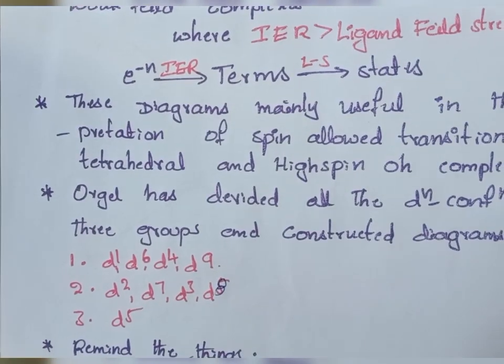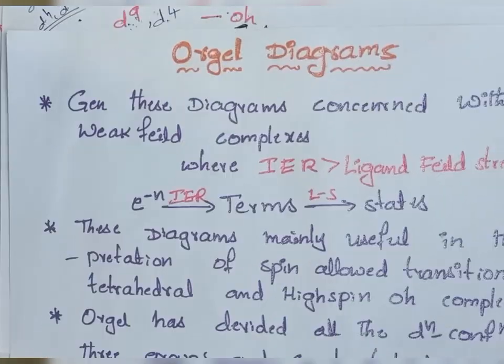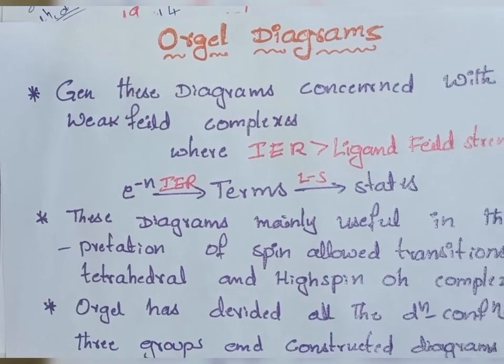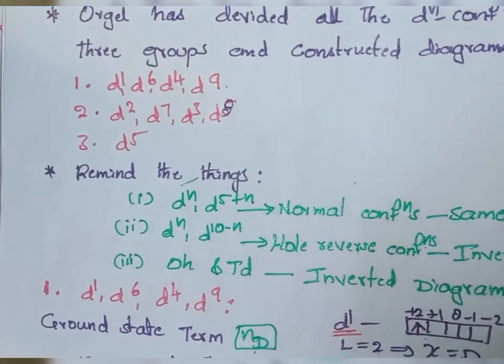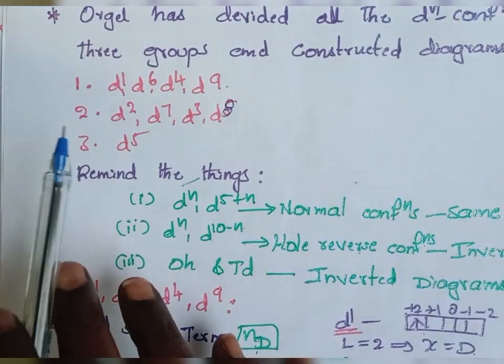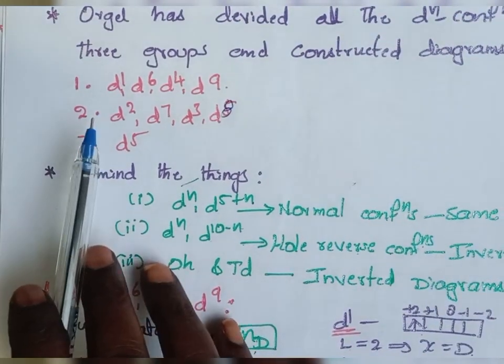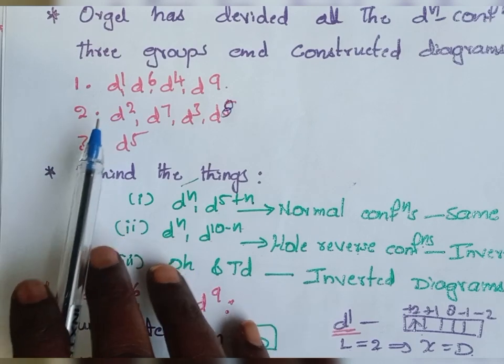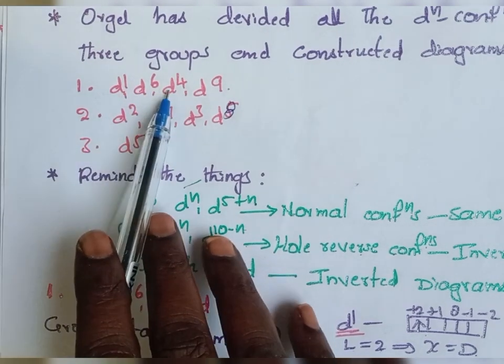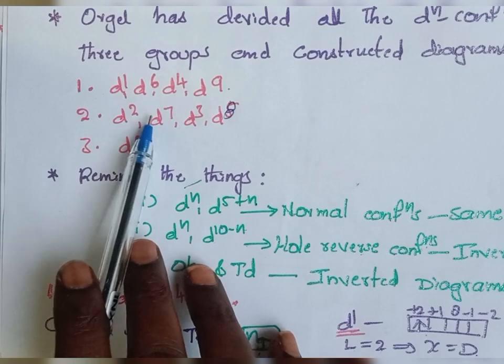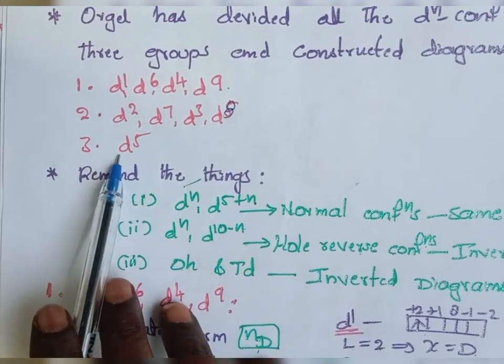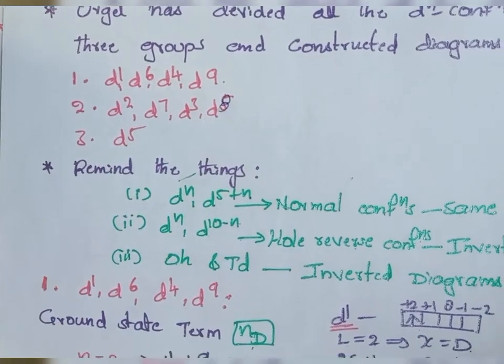Hello friends, today I am going to discuss Orgel diagrams, a brief discussion. First of all, Orgel has divided the d1 to d10 configurations into three sets. One is d1, d6, d4, d9; the next is d2, d7, d3, d8; and the last is d5. Okay, three sets he has divided.